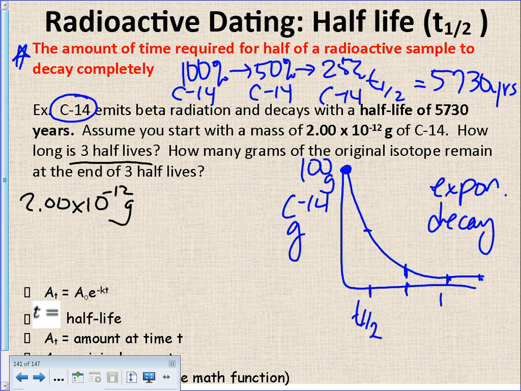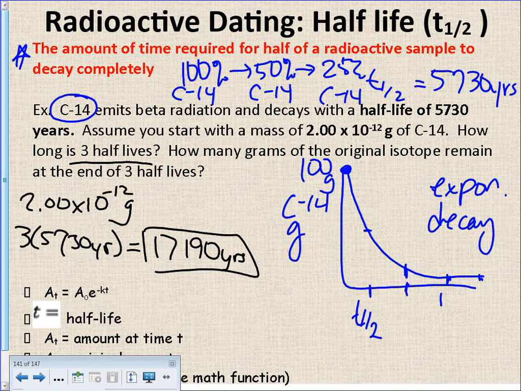You have a calculator? 5,730 times 3. So what is that? 17,190 years. Okay, so the first question is done. It didn't even require chemistry knowledge, right? How many grams of the original isotope remain at the end of the 3 half-lives?